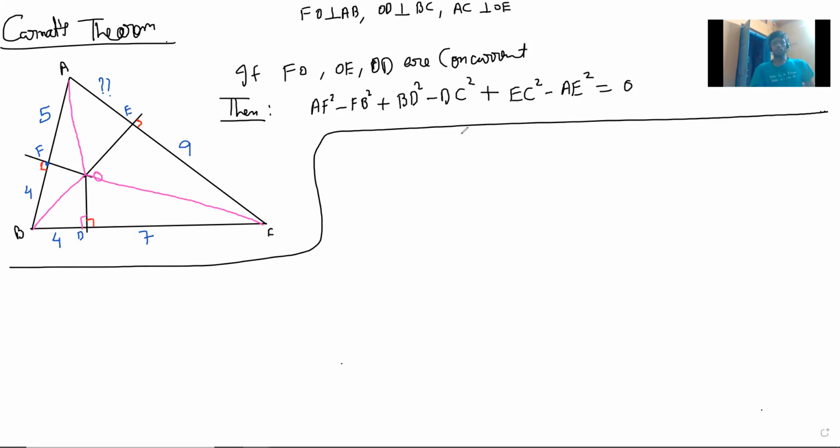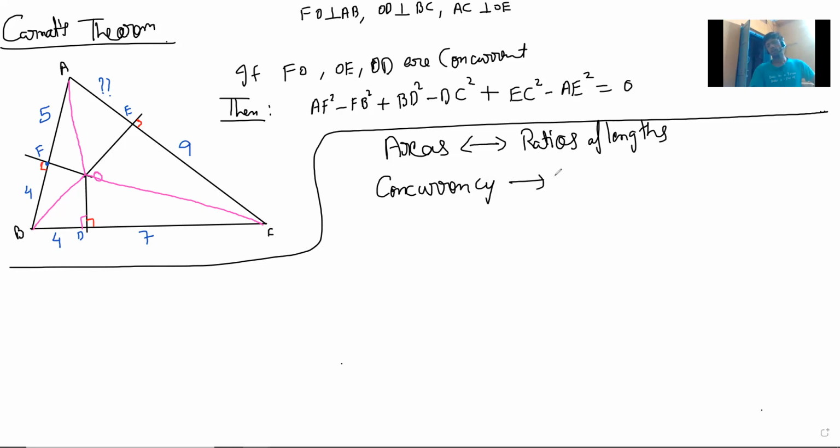Initially, if you summarize the last few classes, we saw the connection between areas and ratios. If you have two figures with the same base, the ratio of the areas is the ratio of the lengths. Using this connection, we said that if some concurrency is given, then you can find some relation in the ratios.